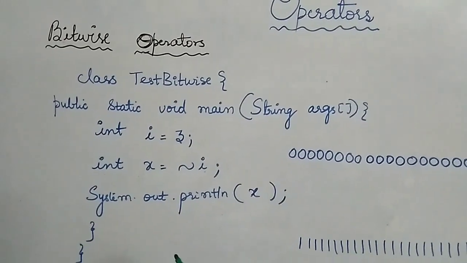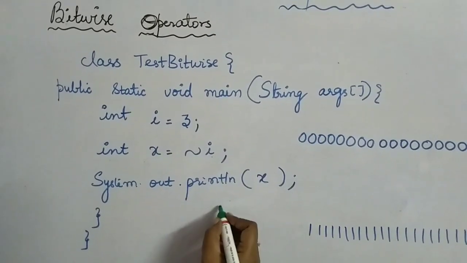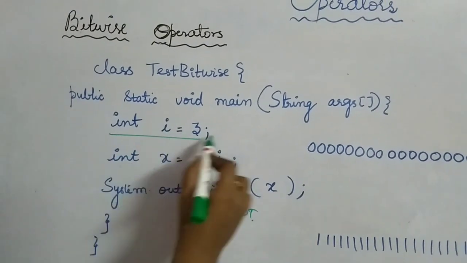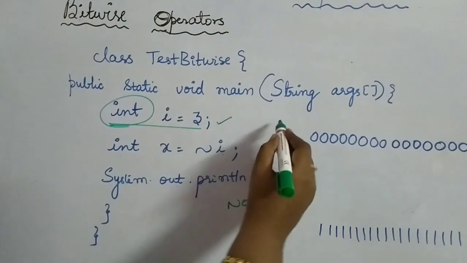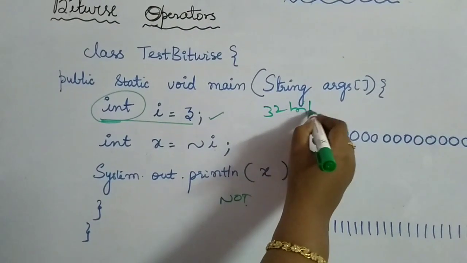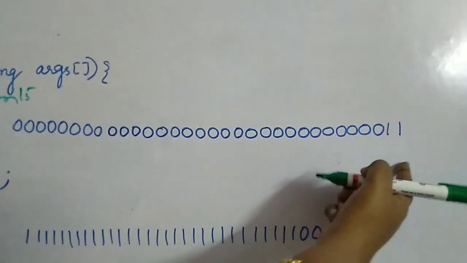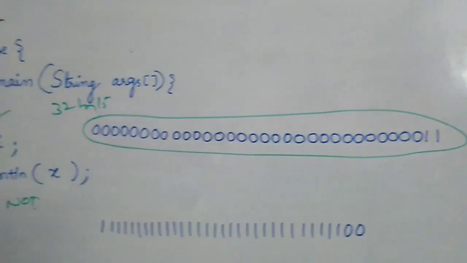This is a program wherein I have shown how to perform the bitwise unary NOT operation. I have taken a variable i equal to 3, and since it is an integer type, an integer occupies 32 bits of memory, and 3 is represented as 0011. This is how 3 is represented in binary format.